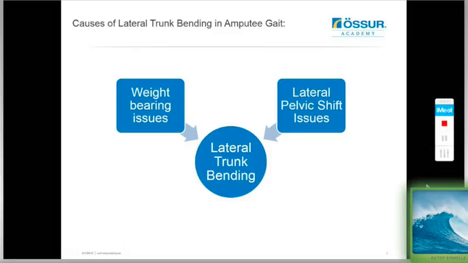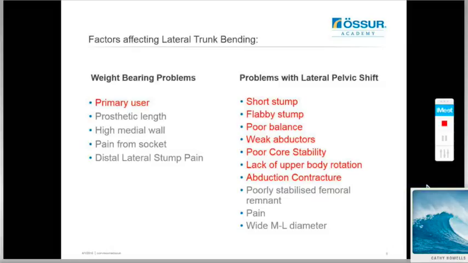Now, the causes of lateral trunk bending in amputee gait can be broken down into weight-bearing issues or lateral pelvic shift issues, or a combination of both. And I've listed them here in this slide. The causes in the red are due to amputee issues, and the causes in the grey are more prosthetically related.